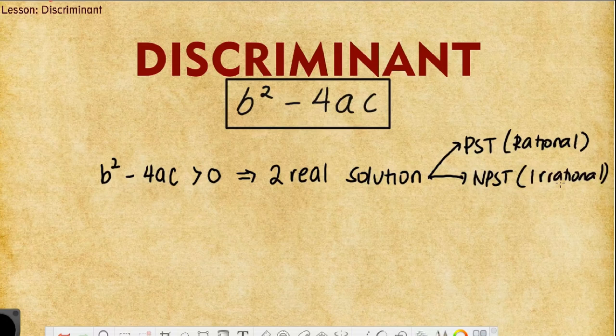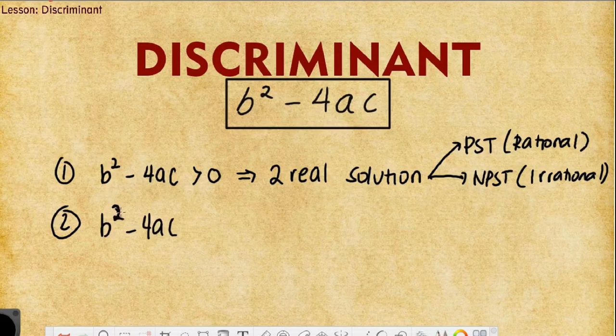So, once again, to review, if your discriminant is greater than 0, then you have two real solutions. It can be rational if your quadratic equation is a perfect square trinomial. Irrational kapag hindi naman siya perfect square trinomial. Pangalawa, ito yung restriction ng pangalawa. So, b squared minus 4ac, our discriminant.